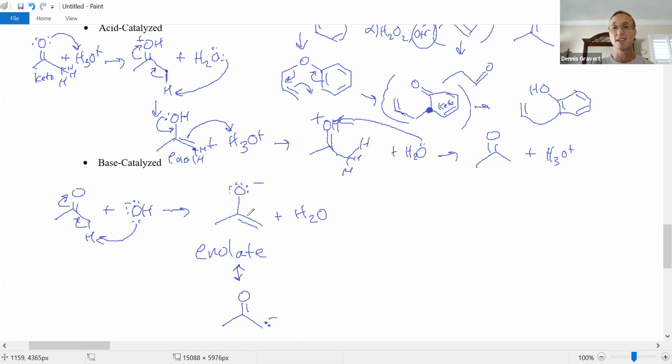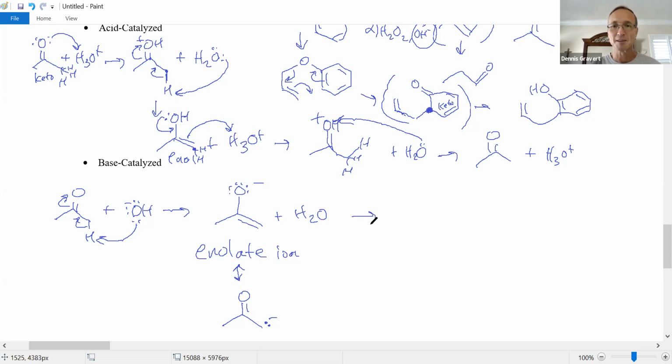And we talked about how this form is more stable than this form because the negatively charged oxygen is more electronegative than negatively charged carbon. So this is the more stable resonance structure. So we got a name for it. It's an enolate ion or just an enolate.